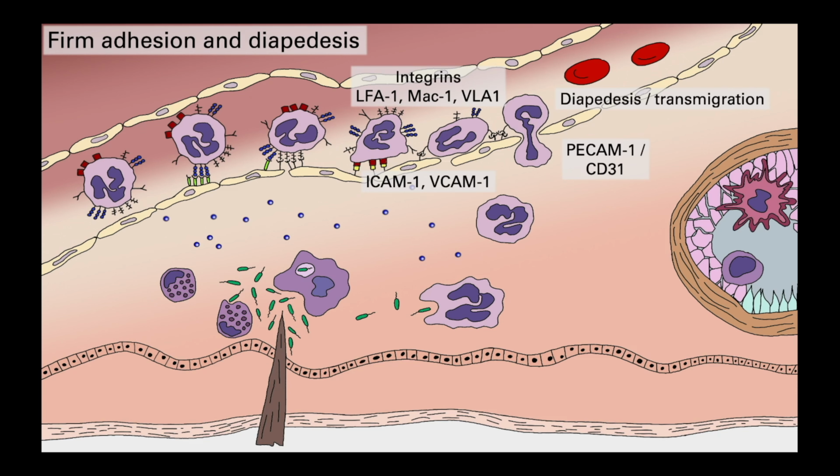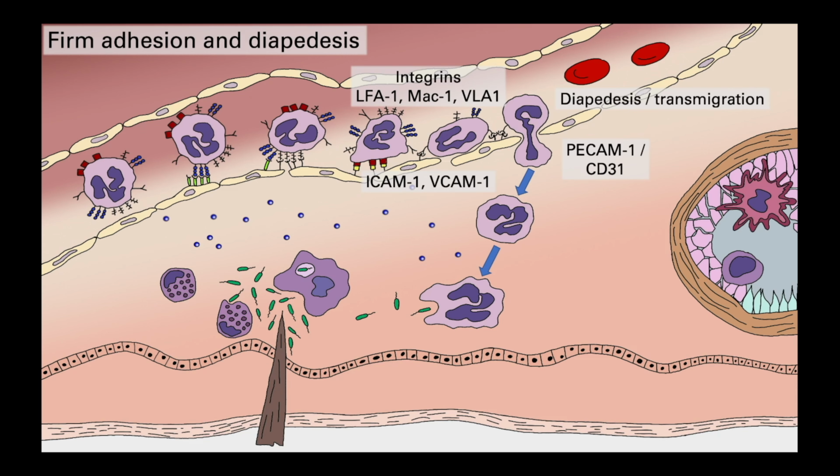The transmigration, or diapedesis, occurs through a combination of cytoskeleton rearrangement, forcing a pseudopodia into gaps between the endothelial cells, and the action of platelet endothelial cell adhesion molecule, or PECAM-1, which you may also see called CD31, which is present on both the endothelial cell and the leukocyte, and acts a bit like the hooks and loops of Velcro to pull the cell through the gap. And once inside the tissue, the leukocyte will follow a chemotactic gradient to the source of inflammation.